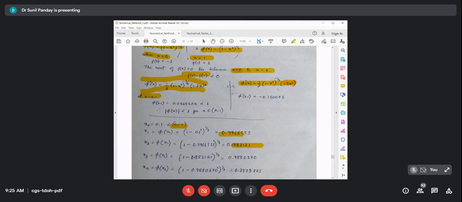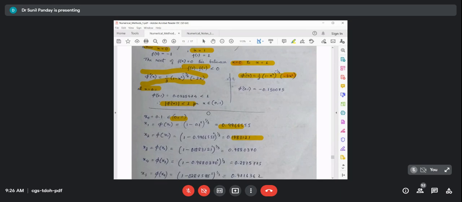Generally, testing this condition is very difficult, that phi dash of x is less than 1 for x between 0 and 1. But in the exam I will give you problems so that you can easily check whether this condition holds or not. In general, if we have complicated problems, this is not useful. In the better sense, we use either Newton-Raphson method or regula falsi method.